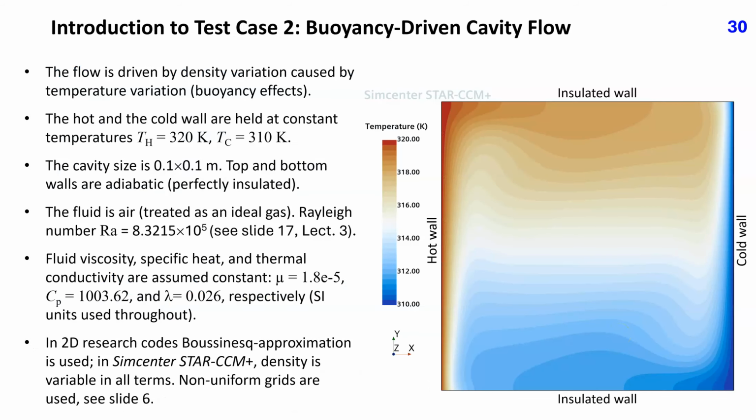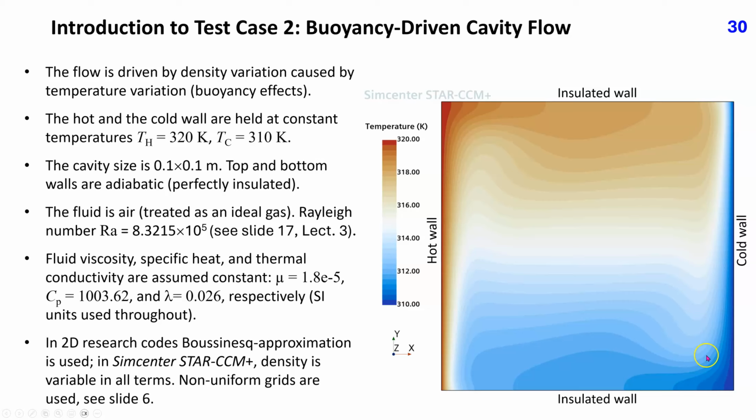This slide introduces the second test case, buoyancy-driven cavity flow. The plot on the right shows the geometry, the boundary conditions, and the temperature distribution in the cavity. The flow is driven by density variation caused by temperature variation. The hot and cold walls are held at constant temperatures, TH equal 320 Kelvin and TC equal 310 Kelvin respectively. Top and bottom walls are adiabatic, that is perfectly insulated. The cavity size is 0.1 by 0.1 meter.